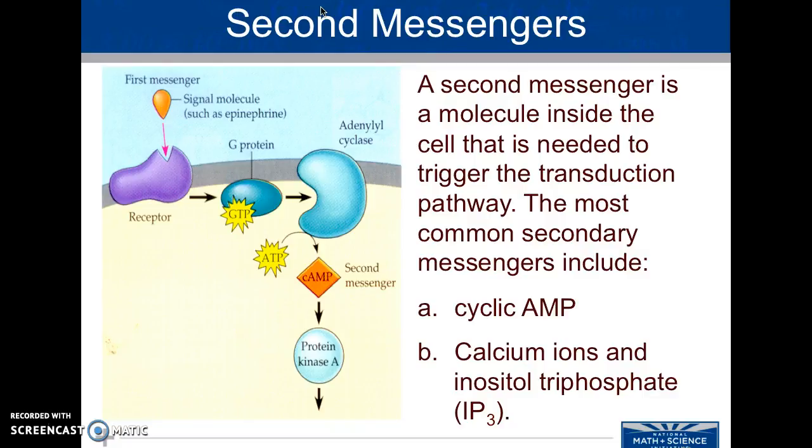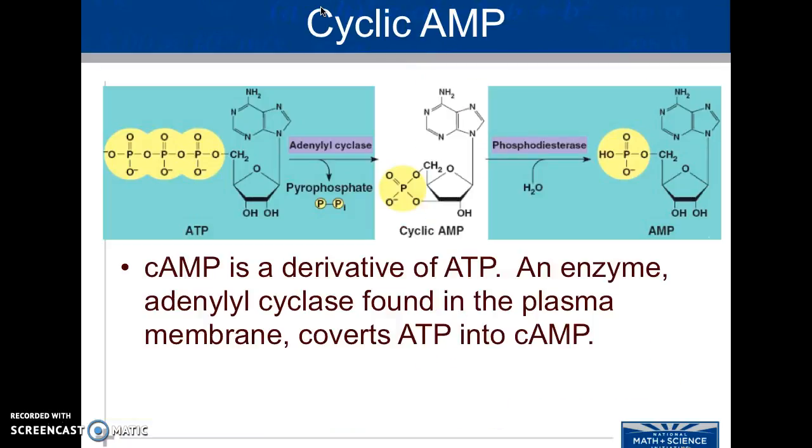So we have our first receptors, and then we have something called our second messengers, and it's a molecule inside the cell that triggers other things to occur inside of the cell. There are two really common second messengers, cyclic AMP or cAMP. We can see it as the orange square in the diagram, or calcium ions and IP3, also used as second messengers.